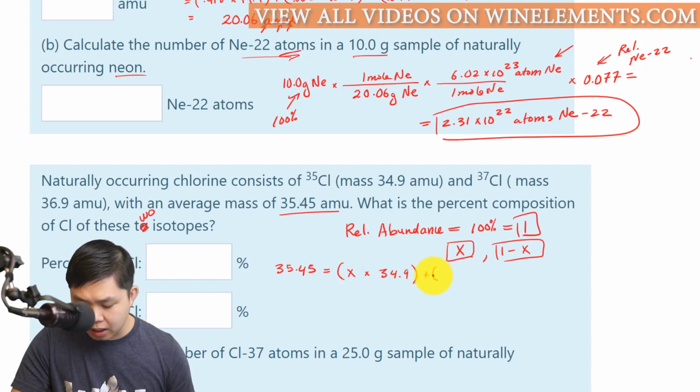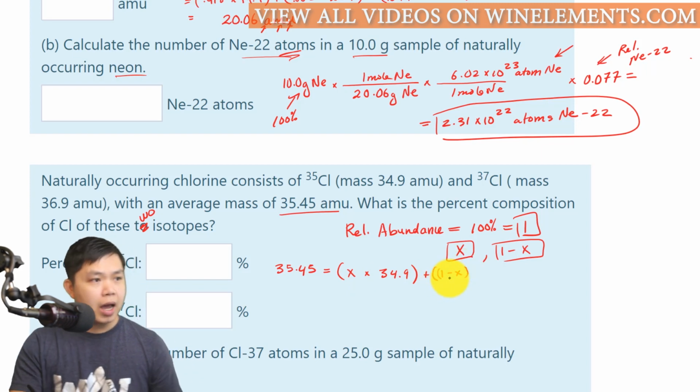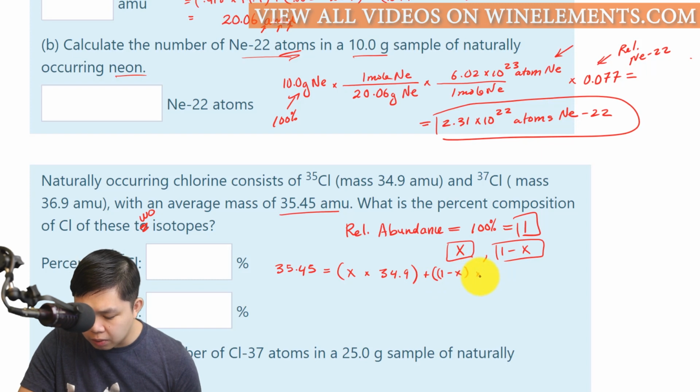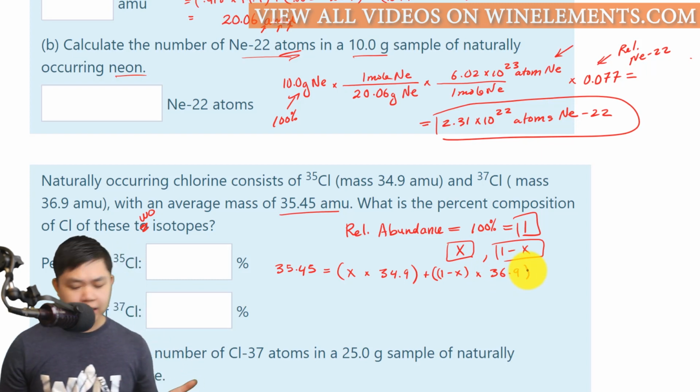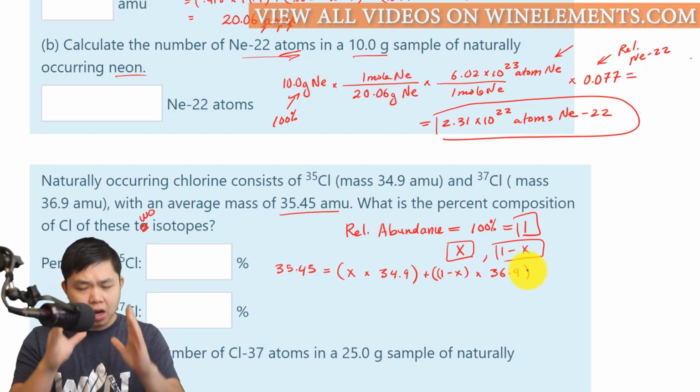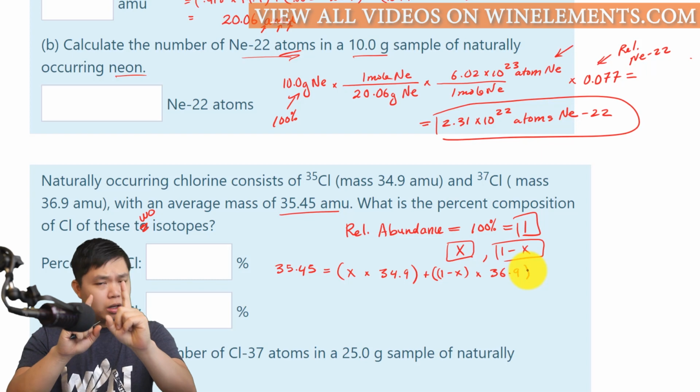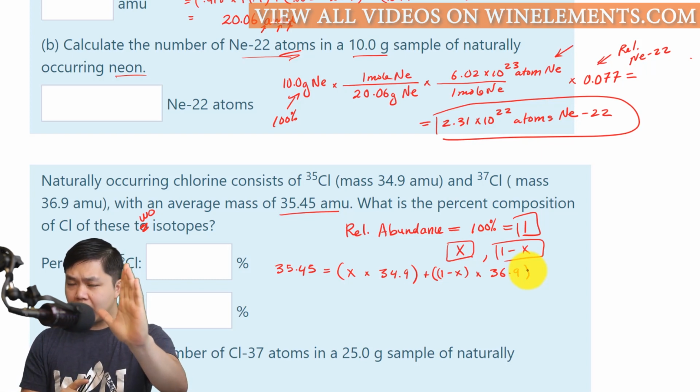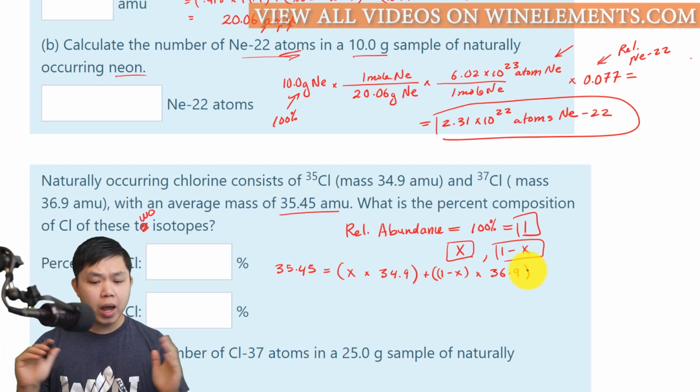So if this one's X, the other one must be 1 minus X. And I'm going to put parentheses around this. And this is multiplied by what? The next isotope mass, in this case 36.9. There you go. Isn't that easy? Remember the concept of percentage when we have 2 parts. That's the tricky part. Don't get tricked, okay? If this part is half, the other part must be the other half. There's no other way to go.